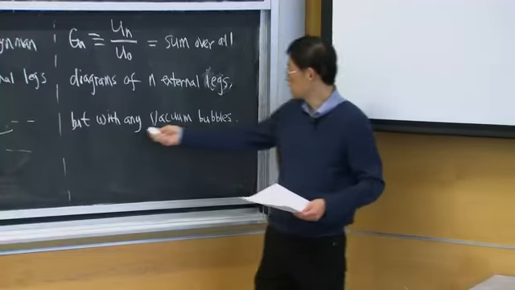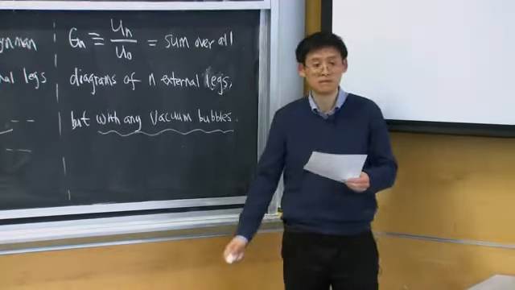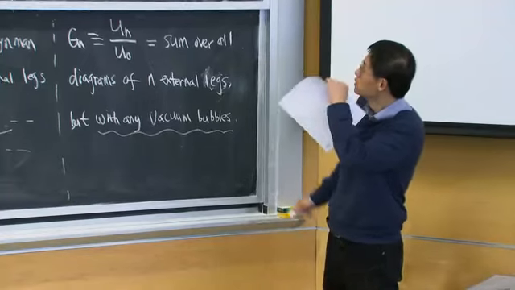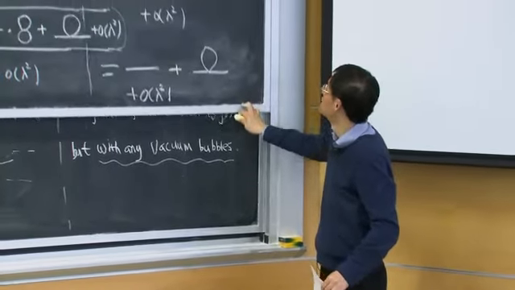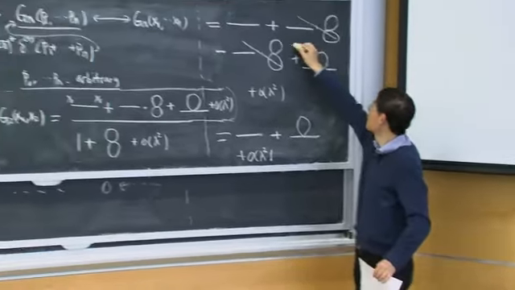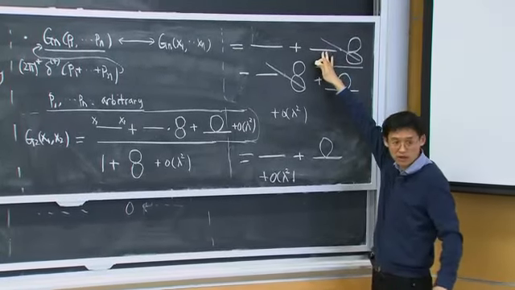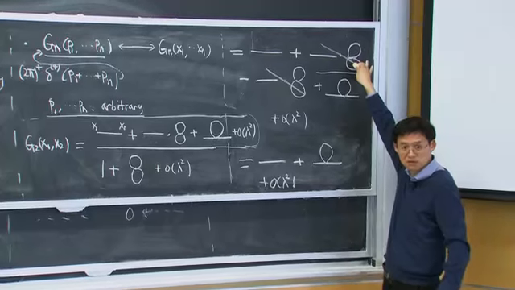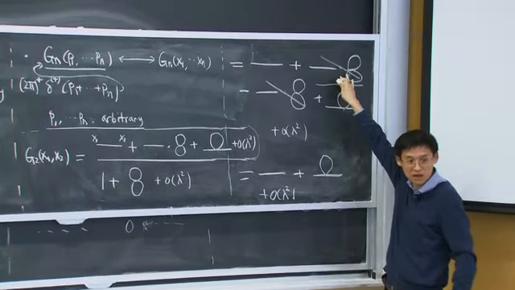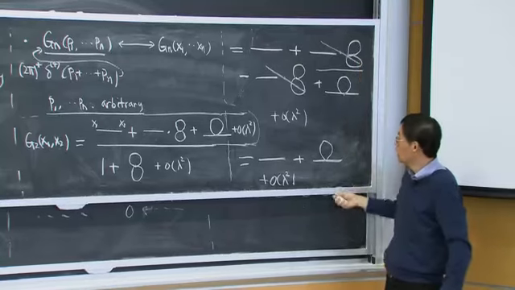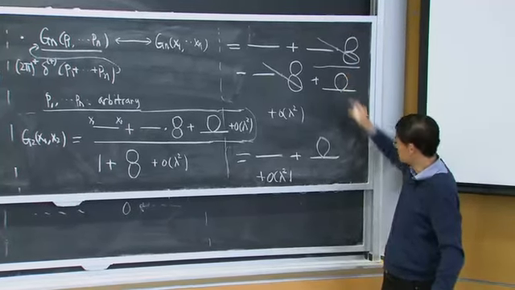Let me explain what this means, without any vacuum bubbles. This diagram contains just a straight propagator times a bubble. So this diagram contains a vacuum bubble, a vacuum diagram. And this diagram does not. This diagram is connected by itself.